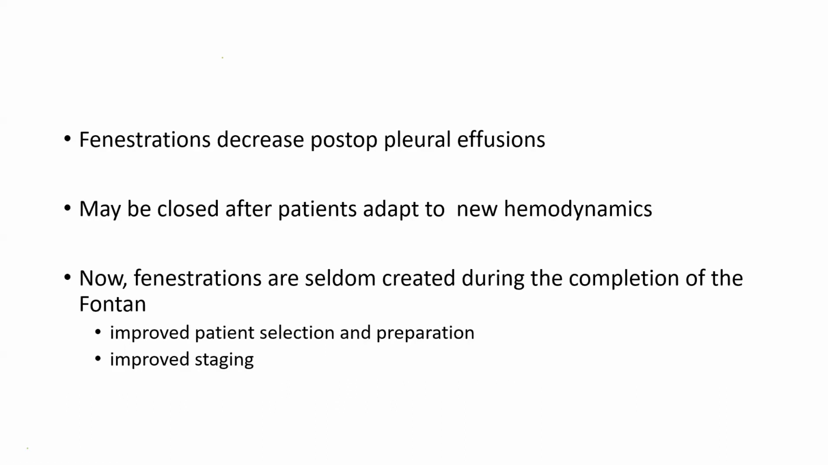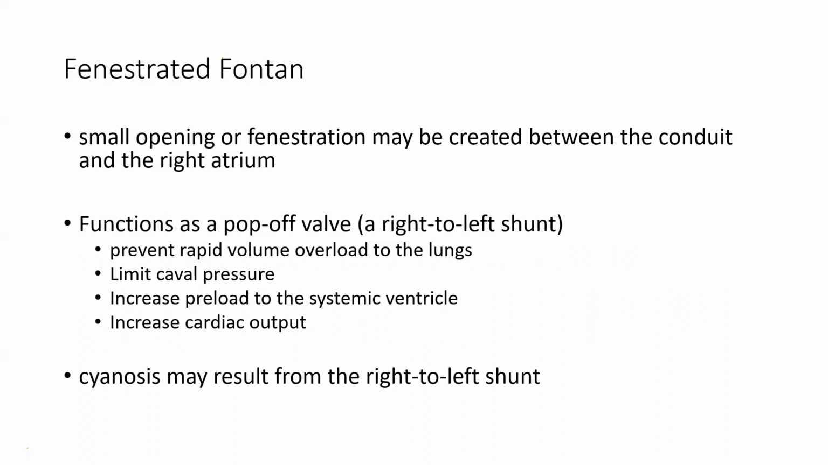Fenestration pressure first increases the preload to the systemic ventricle. If systemic venous hypertension is there, cardiac output is ultimately decreased if the Fontan has failed. So by giving the pressure off to the RA, we are increasing the preload.